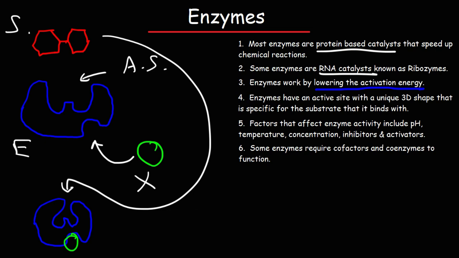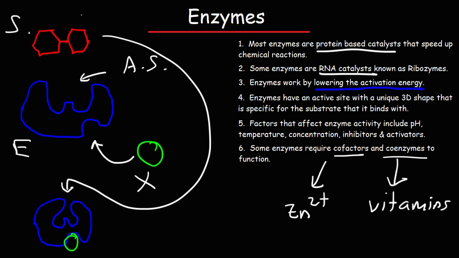In addition, some enzymes require cofactors and coenzymes to function. Cofactors include inorganic metal ions, such as the zinc 2+ cation, and coenzymes include organic molecules such as vitamins. As you continue to study biology or even biochemistry, you're going to encounter some complicated chemical reactions. If you could understand the name of the enzyme that catalyzed that reaction, then you can understand what's happening in the reaction.